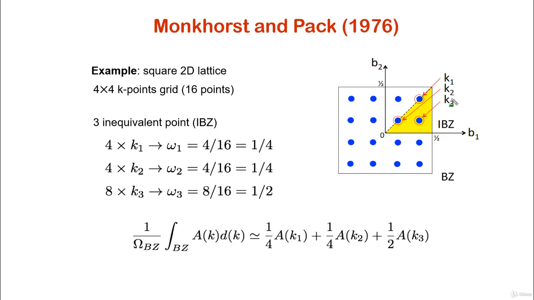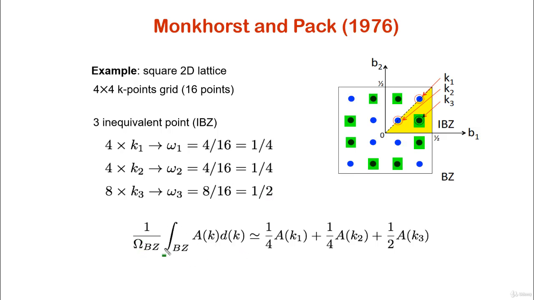But for k3, there are 8 equivalent points: this, this, this, this, this, this, this, this. Thus, there are 8 equivalent points. Therefore, its weight is 8 over 16, or 1 half.